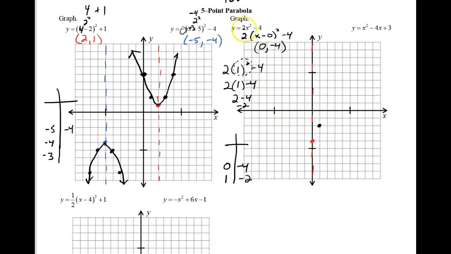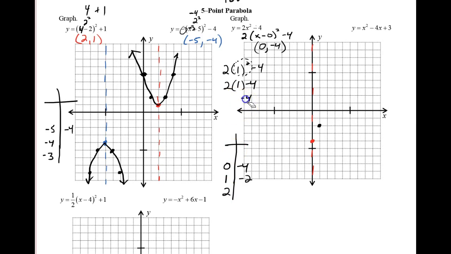So you can see the graph is going up. The a value is bigger than 1, so it's doing a vertical stretch. Whereas over here, it only went up 1. Now it went up 2. So it's going to stretch the graph out. So I plugged 1 in, so the next logical point to plug in would be 2.